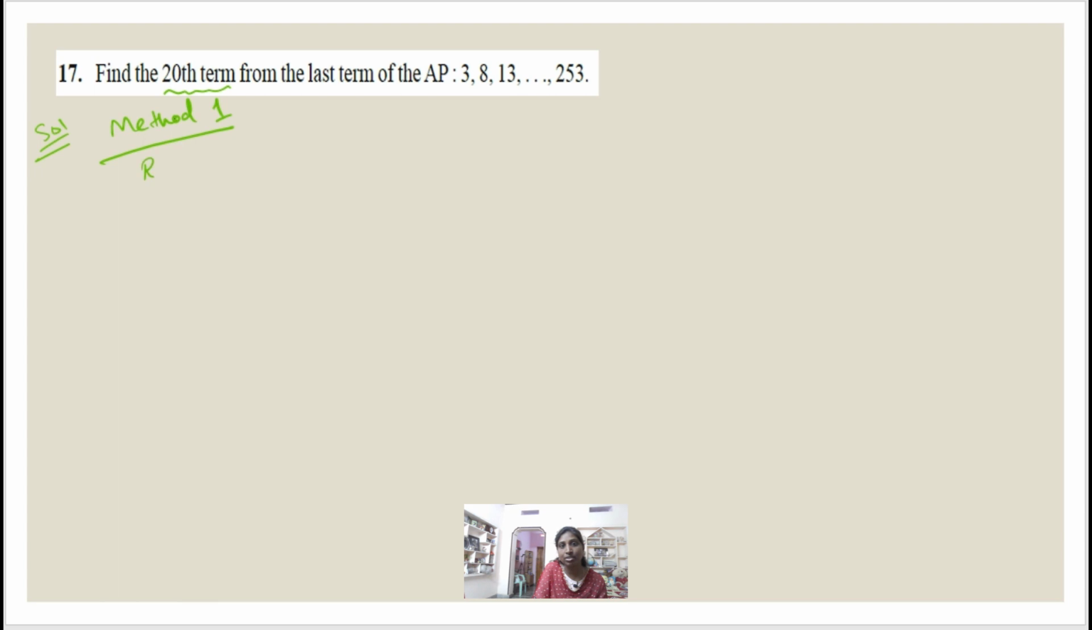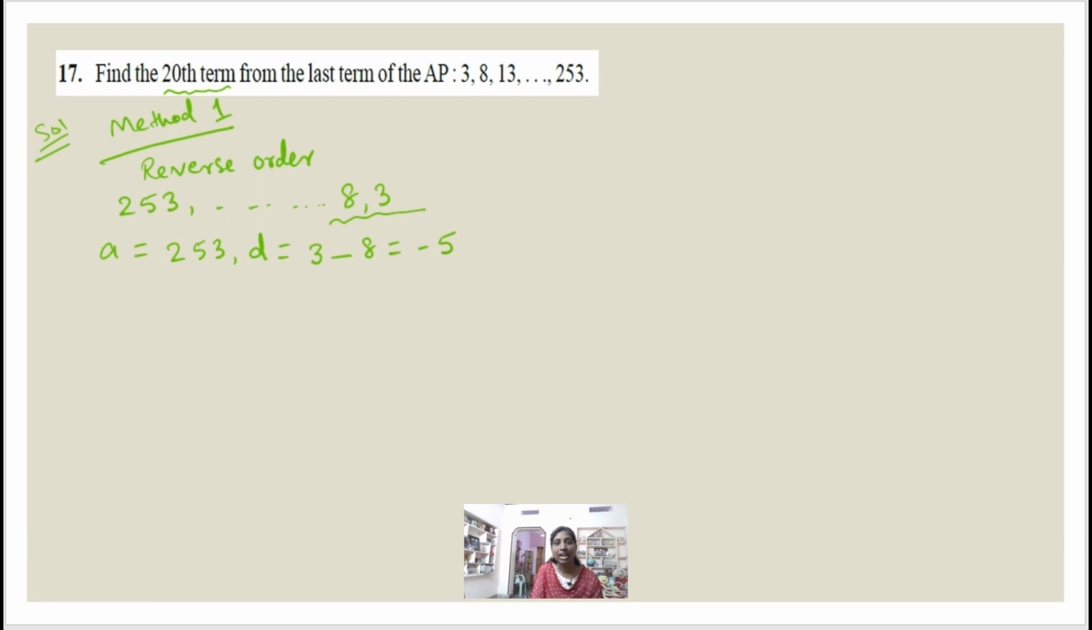So what is the reverse order? The reverse order is 253, and so on, 8, 3. This is our AP in reverse order. So from here we can clearly see that we have first term 253 and we have the common difference. We can find the common difference from here: 3 minus its previous term, which is 8. We will get minus 5.